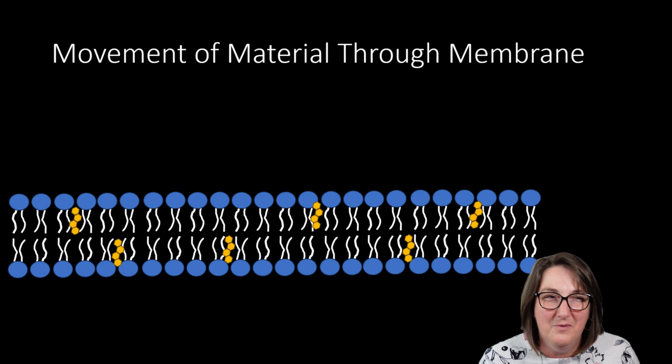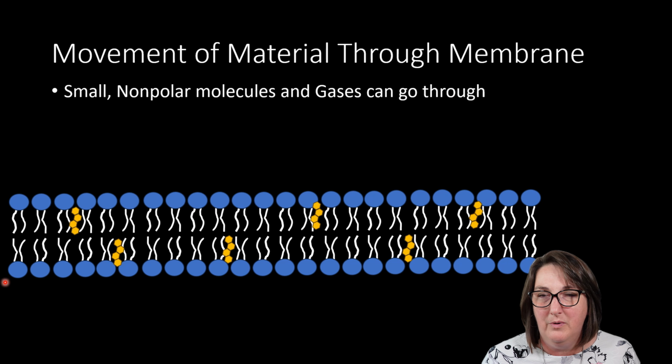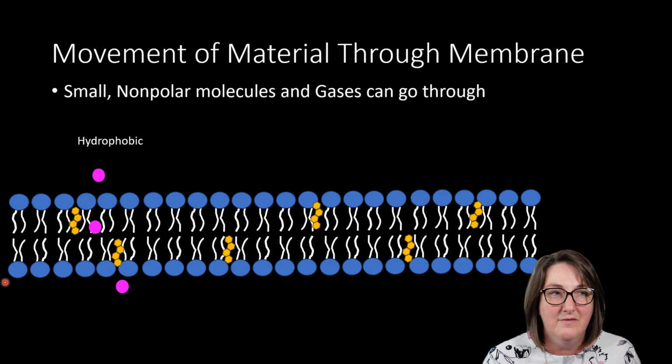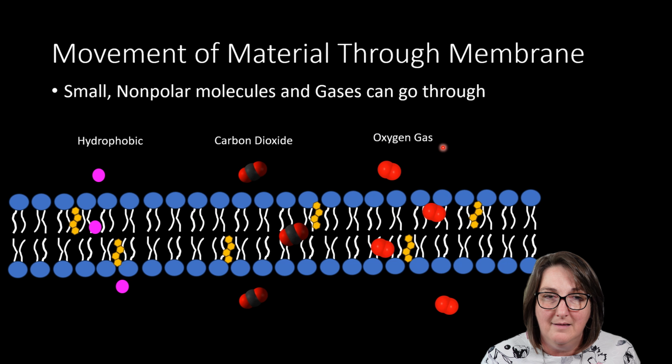All right, so movement through the membrane, I can move material back and forth. If they are small, non-polar, or gases, I can go through this membrane. I don't need any type of protein transport system or anything like that. So if I have things that are hydrophobic, because remember, they're going to want to be inside here, they can go through. If I have carbon dioxide, which is small, it's going to be non-polar, it's going to allow me to go through. And then oxygen gas.